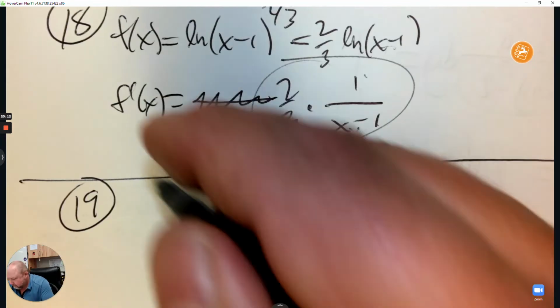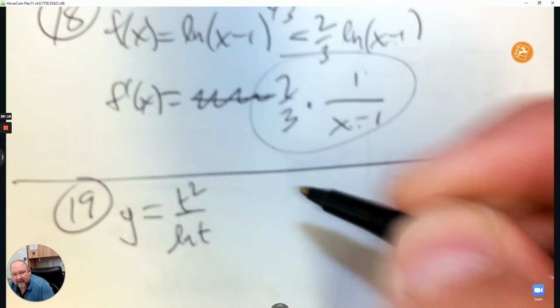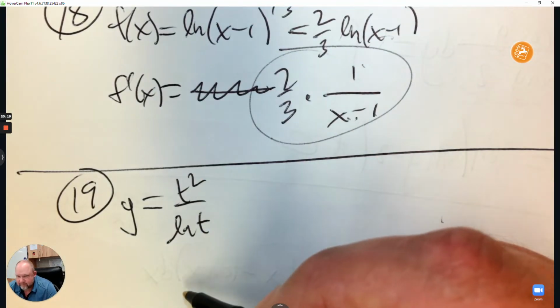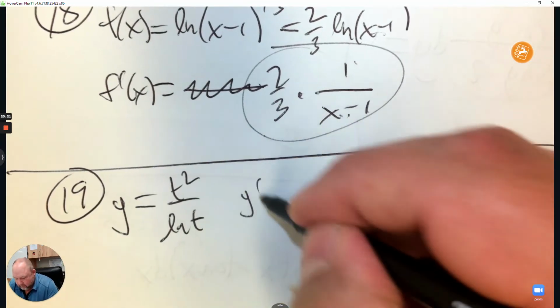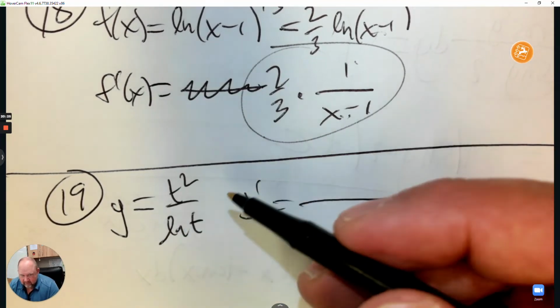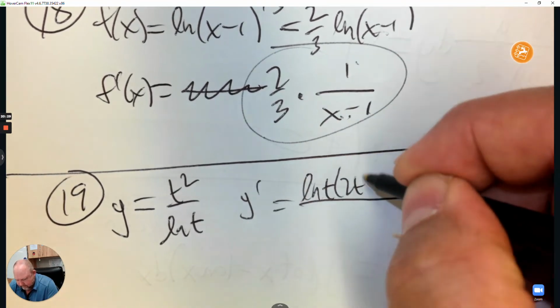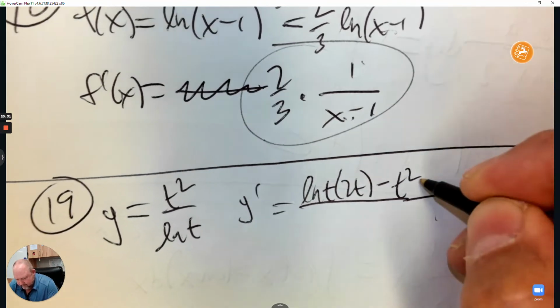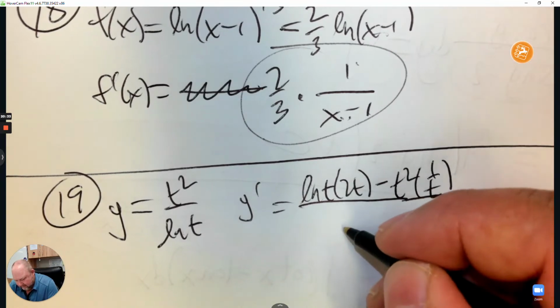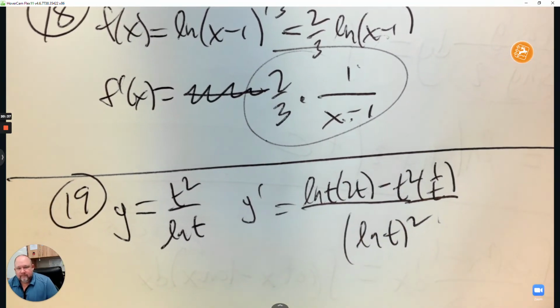I look to see if I can simplify first. I can't. So this is going to be the quotient rule. I know some want to write this as a product, then you could do the product rule, but you need to know it. So the bottom times the derivative of the top minus the top times the derivative of the bottom, and then the bottom squared. Number 20.